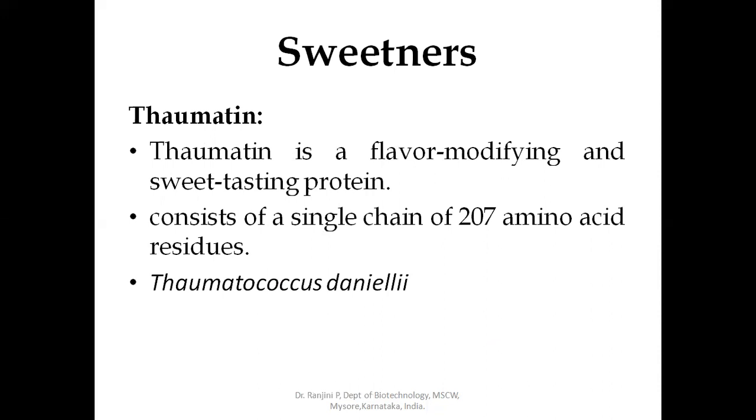Next, we'll move on to the next sweetener, that is Thaumatin. Thaumatin is a flavor modifying and sweet tasting protein which consists of a single polypeptide chain of 207 amino acids. It is derived from the fruit of a West African tropical plant called Thaumatococcus daniellii. This natural sweetener was first noticed in 1840 by a British surgeon in Africa who found the native people using this plant fruit to sweeten the sour wine and food.